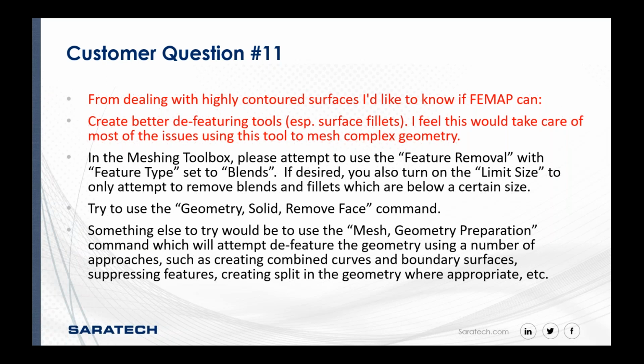So you can just click on a piece of geometry, whether it's a solid or a sheet solid. A sheet solid is just a collection of surfaces all stitched together into a single body. So you can just try to use that to remove blends and fillets, and hopefully it'll take care of those. If you want to limit them so it only does ones under a certain size, you can certainly do that as well. That's just an option you can set while you're in that meshing toolbox.